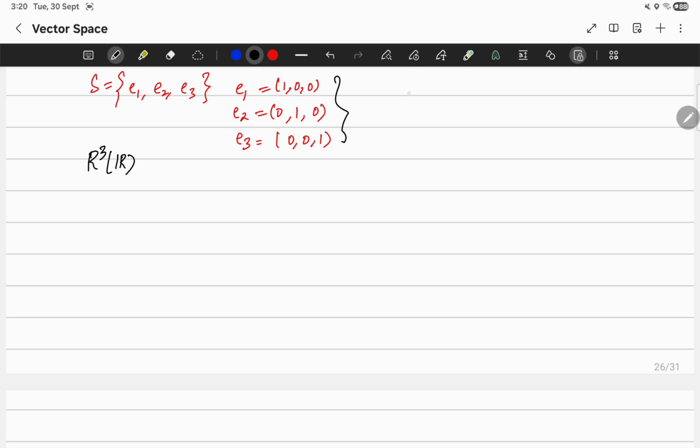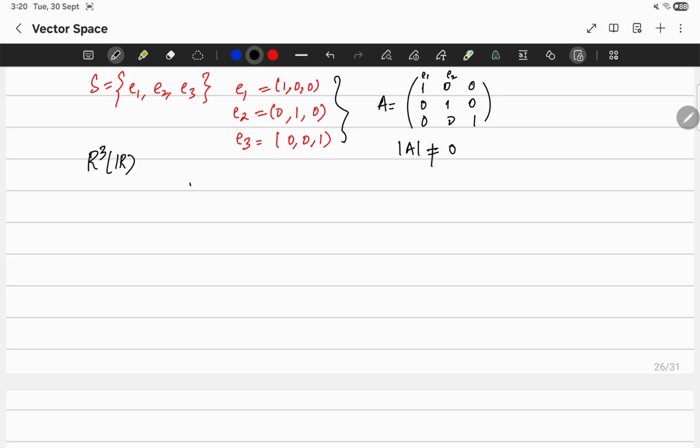As you know, we can create the 3 cross 3 matrix: 1, 0, 0, this is your e1; 0, 1, 0, this is your e2; 0, 0, 1, this is your e3. This is a matrix A, for example, and it is an identity matrix. Its determinant is non-zero, so these vectors are linearly independent.